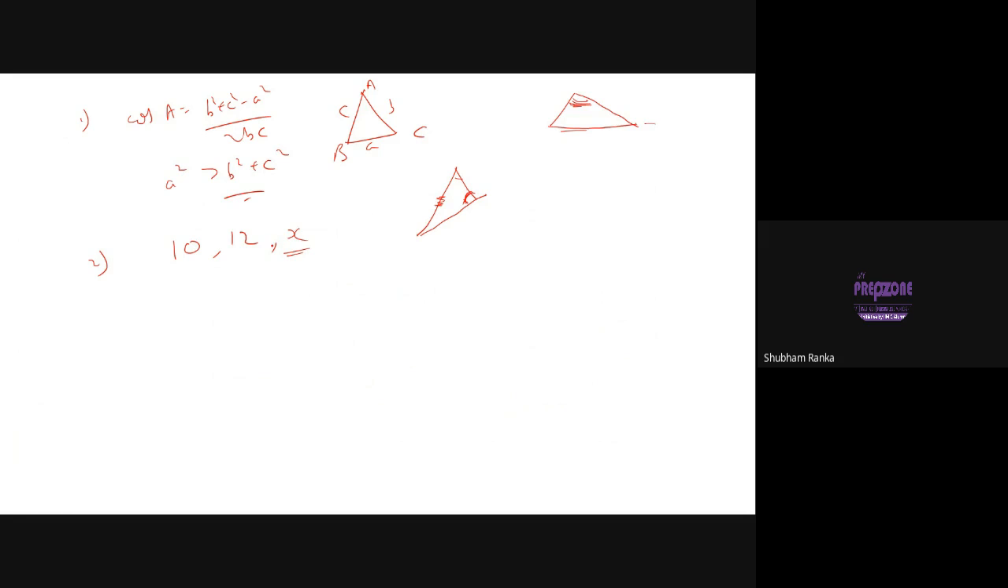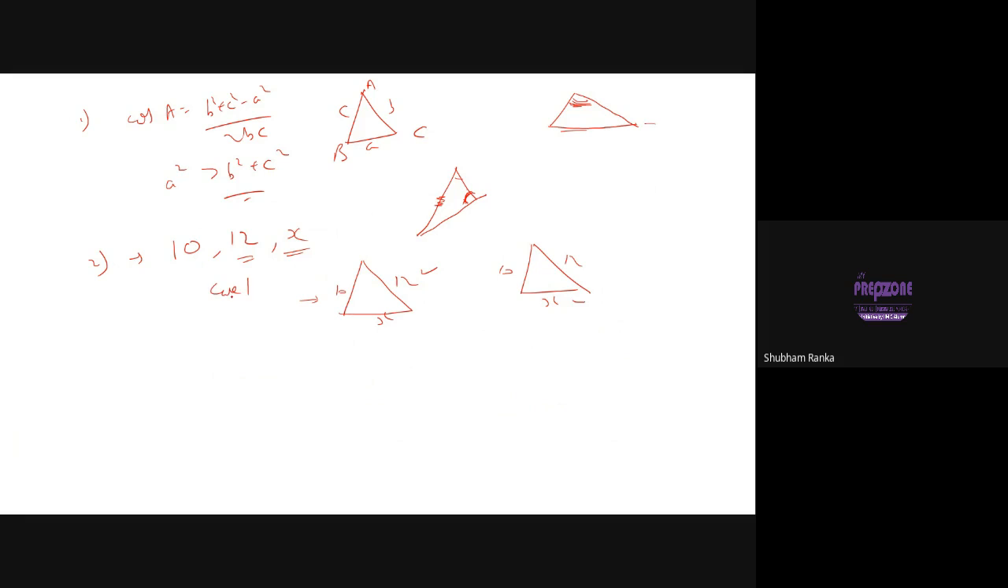Now, as we saw, for obtuse, you need to work on the largest angle. The largest angle will be opposite the largest side. Now here, we don't know what the largest side is. It can be 12, or it can be x. X can be more than 12. We don't know what x is, but it can definitely not be 10. So either there would be a triangle where 10, 12, x and 12 will be the largest, or there would be a triangle wherein x will be the largest. So you have to make a case here.